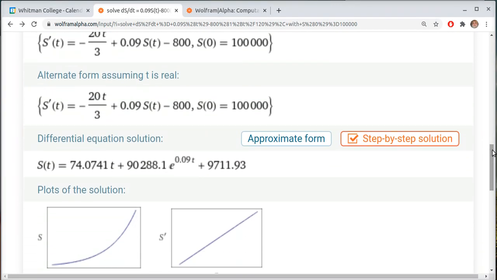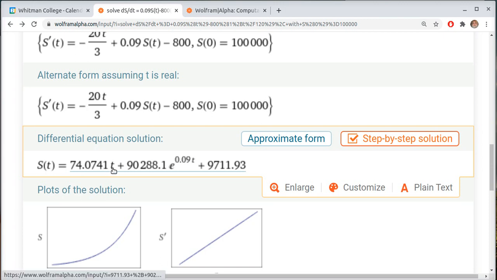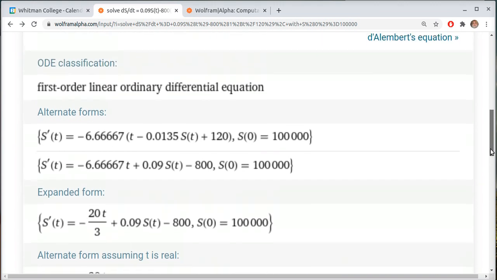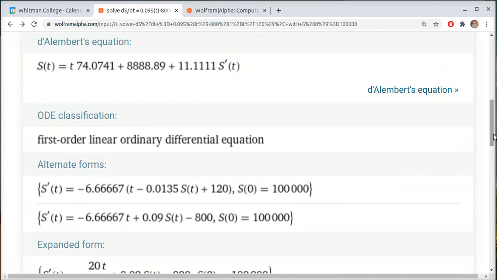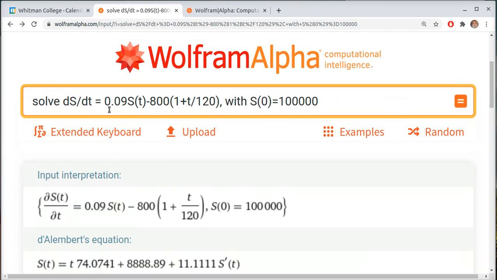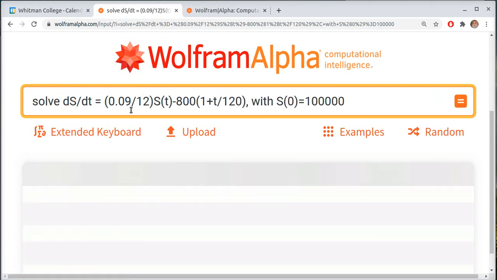Do you see why I was having trouble with this as a solution, by the way? Because this solution builds and builds and builds and is never equal to 0. And what did we say S of t was? S of t was the amount we owe. So if that's true, we're never going to pay off our loan. So the interest rate was way too high. So I should be dividing by 12 there. Okay, let's try that again.